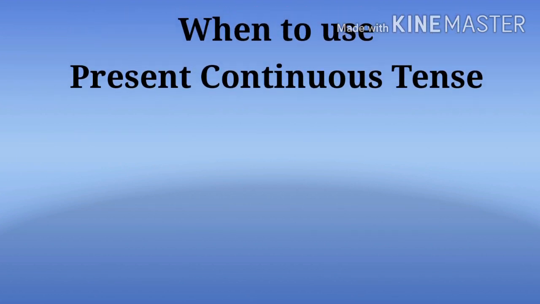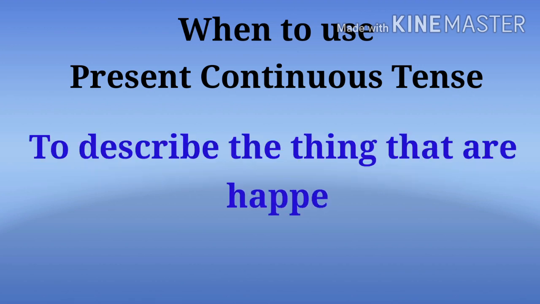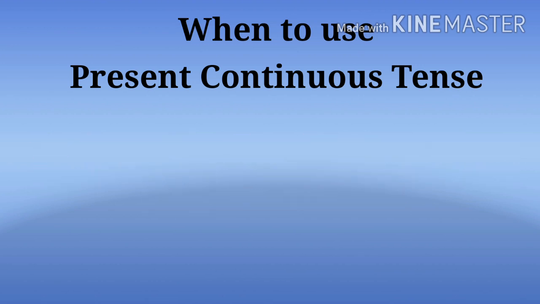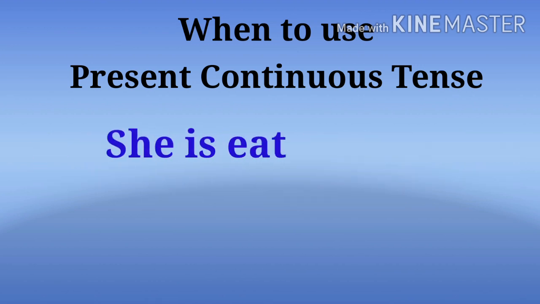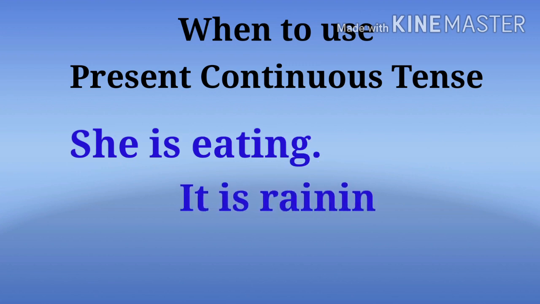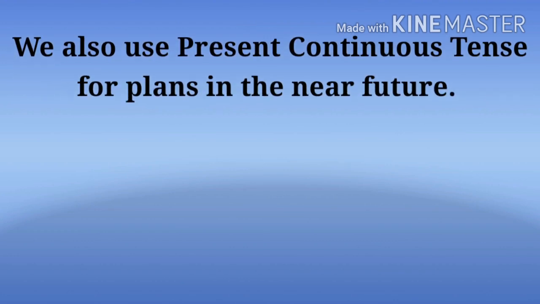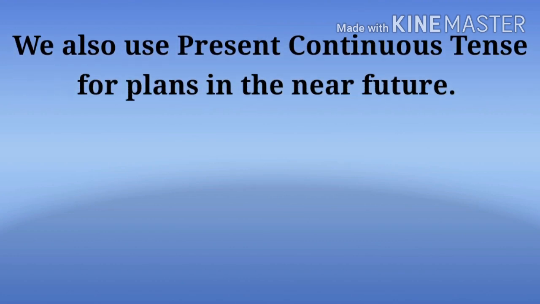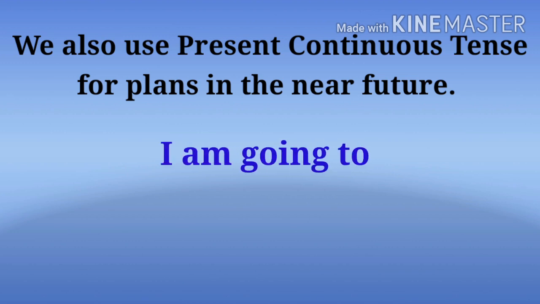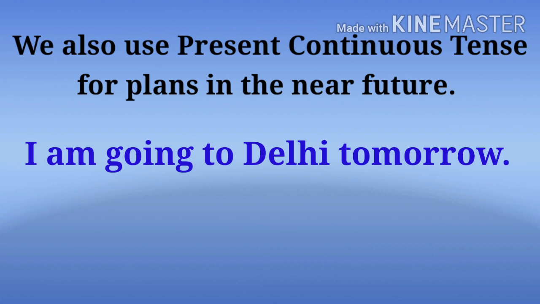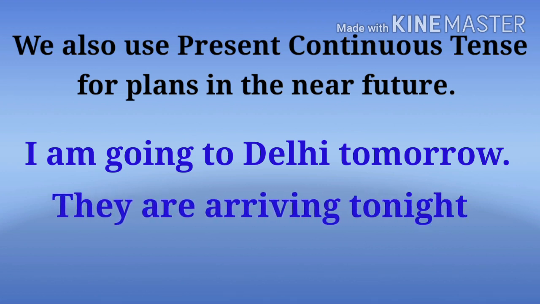Now, let us learn when to use present continuous tense. We use present continuous tense to describe the things that are happening now. For example, she is eating. It is raining right now. We also use present continuous tense for plans in the near future. For example, I am going to Delhi tomorrow. They are arriving tonight.